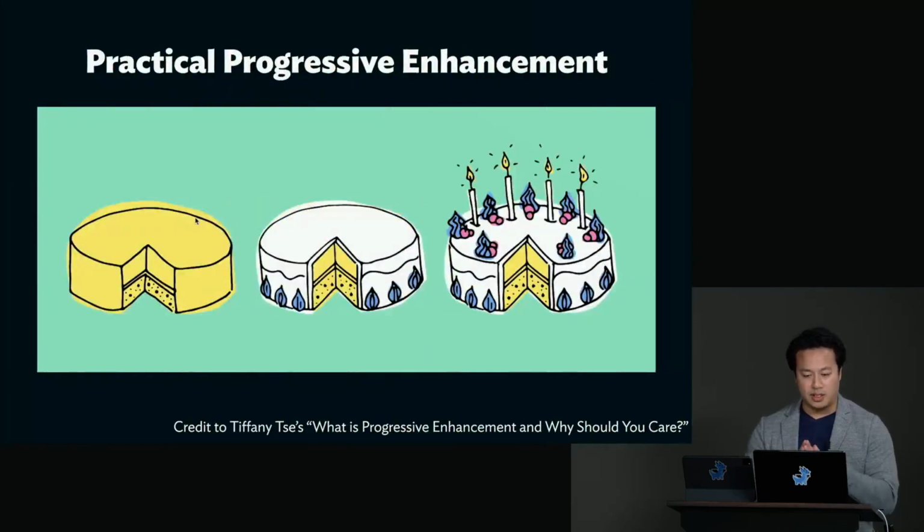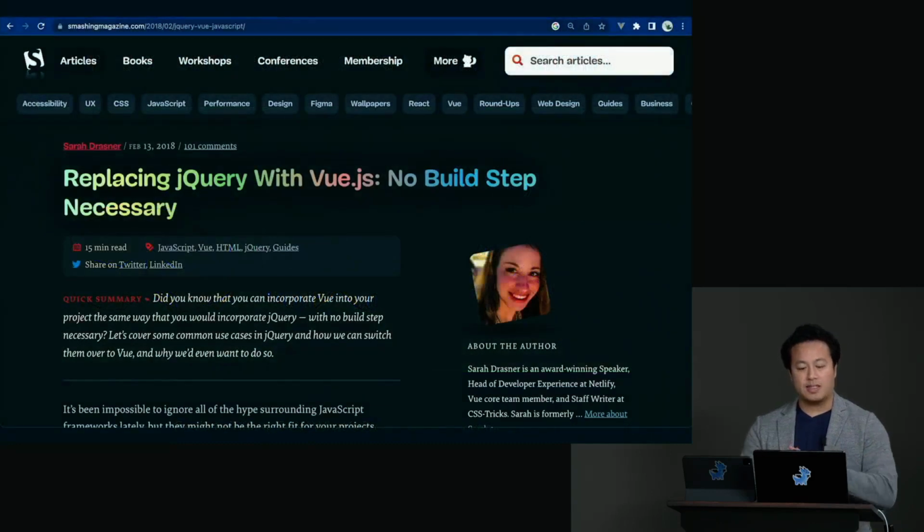And so this image here, which I love, is like the cake, then you get the frosting, then you get the candles, right? The credit here is to Tiffany Tsay. This is her blog post on what is progressive enhancement and why should you care. So definitely something that I do think modern web developers need to consider when it comes to the realities of upgrading their code base.